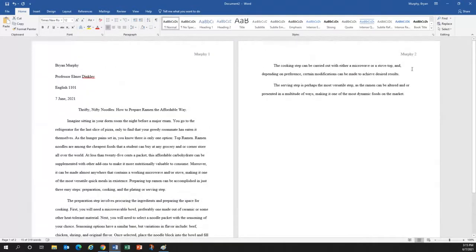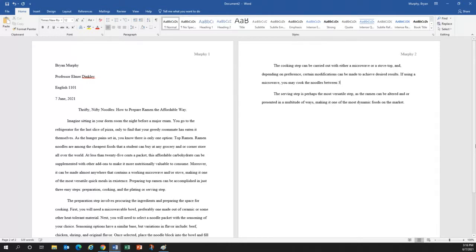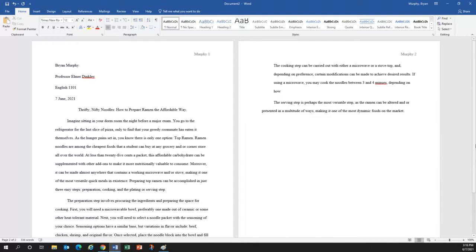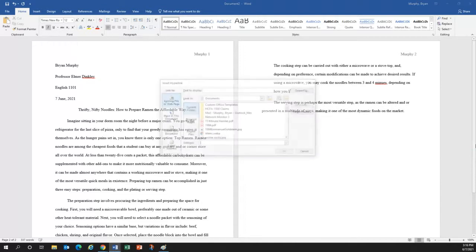The cooking step can be carried out with either a microwave or a stovetop, and depending on preference, certain modifications can be made to achieve desired results. All right. If using a microwave, you may cook the noodles between 3 and 4 minutes, depending on how you like.